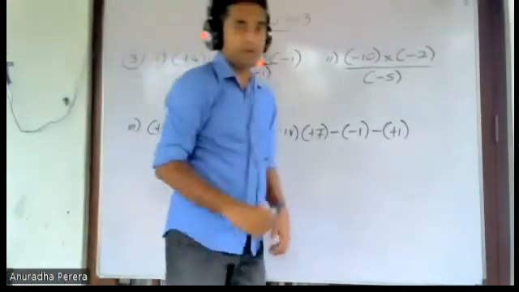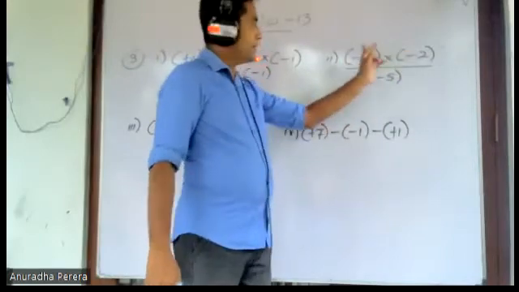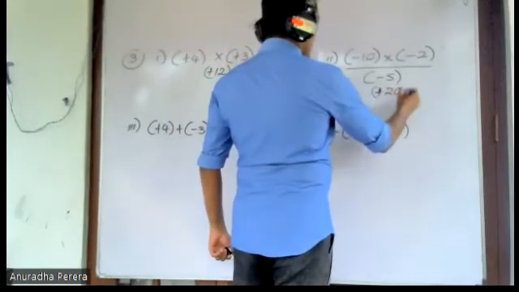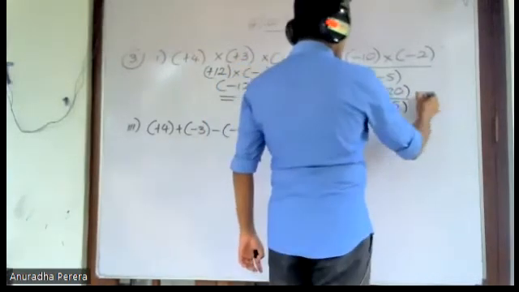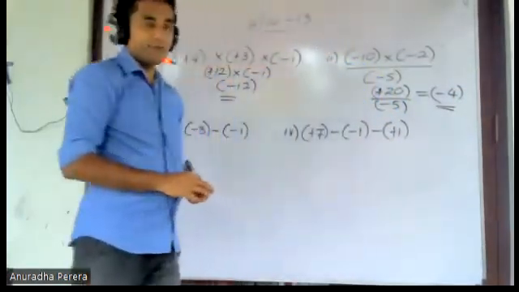The second question, when dividing, here find the value of the numerator. Minus 10 into minus 2, plus 20. Then divide it by minus 5. The answer is minus 4.